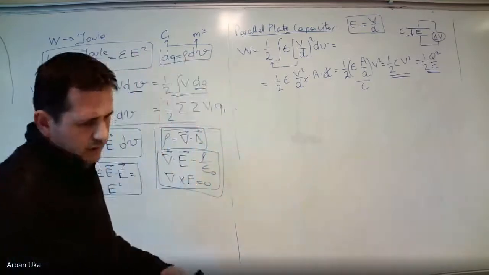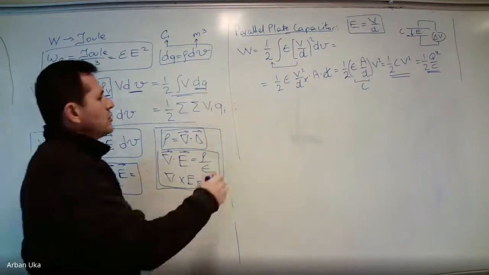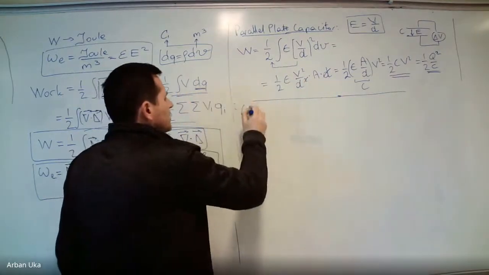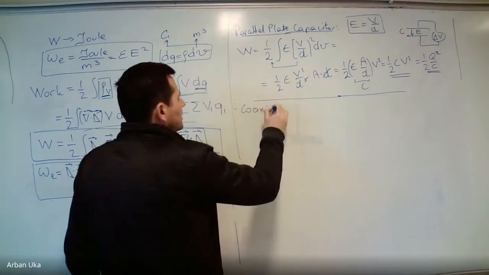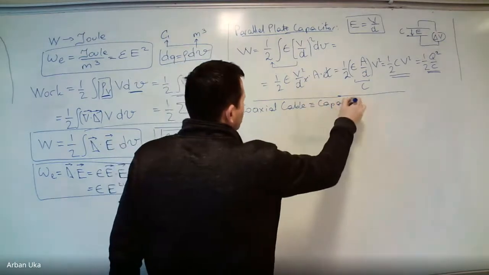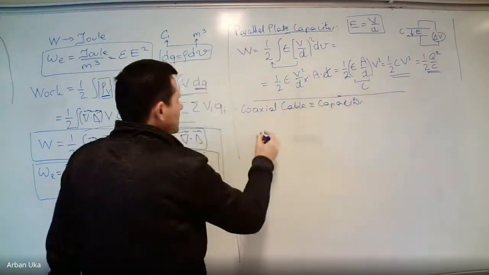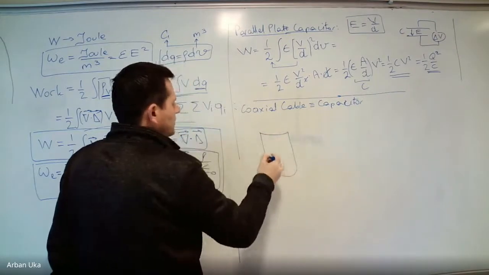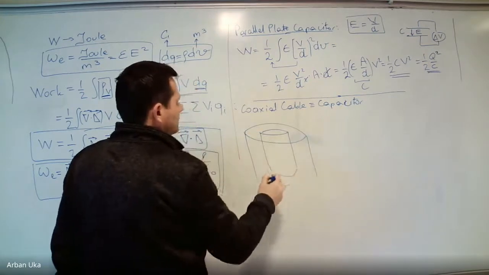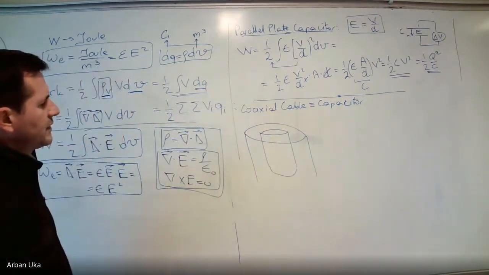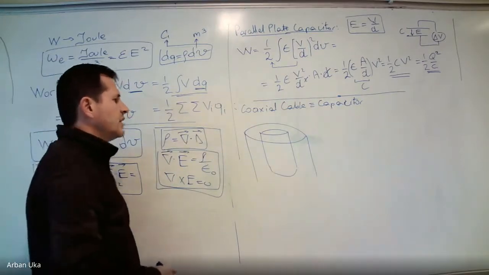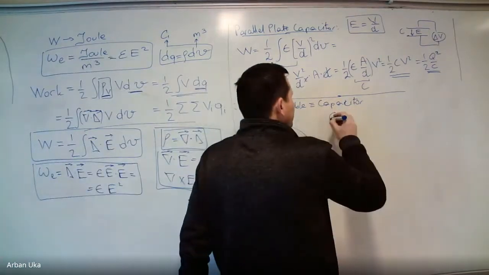Now, we can use this energy to also determine the expression of the capacitance for complex systems. So let's consider a coaxial cable capacitor, where we have an inner conductor. So here we have a capacitor in the form of a cylinder that we did in the previous session, and we want to find what is C.